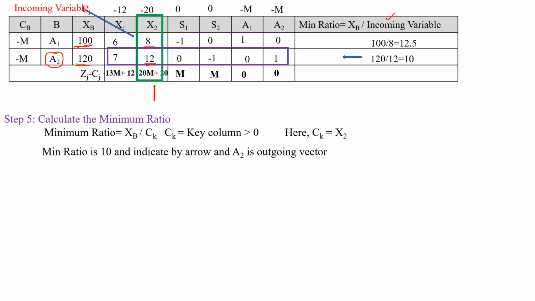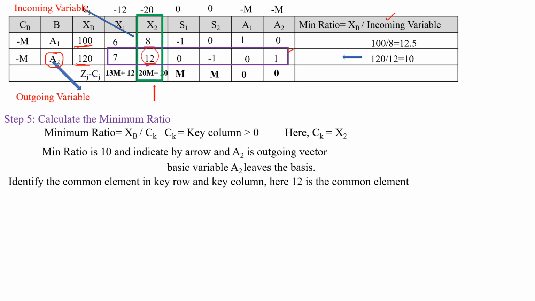So the minimum ratio is 10, indicated by the arrow, and the A2 is called the outgoing vector, which means the in-basis variable A2 leaves the basis. So here x2 is the incoming variable and A2 is the outgoing variable.